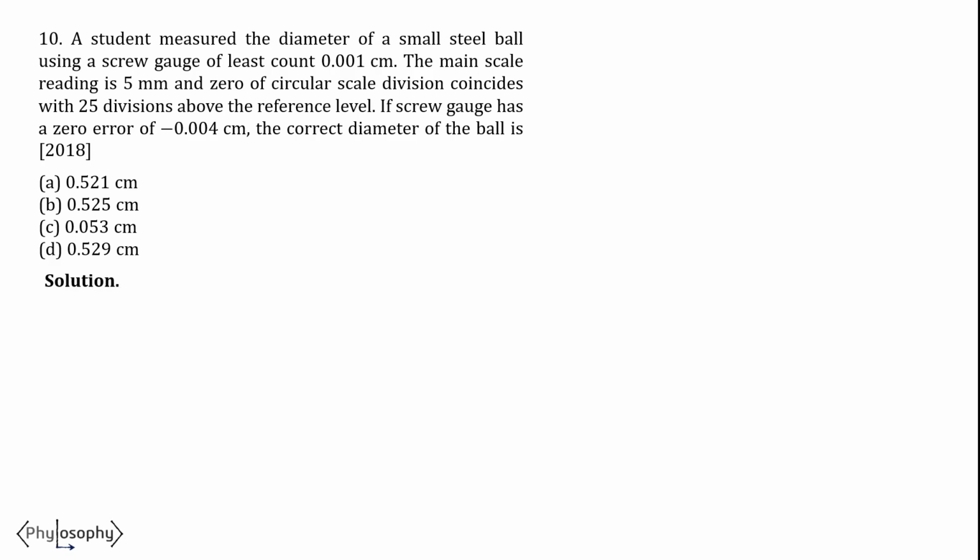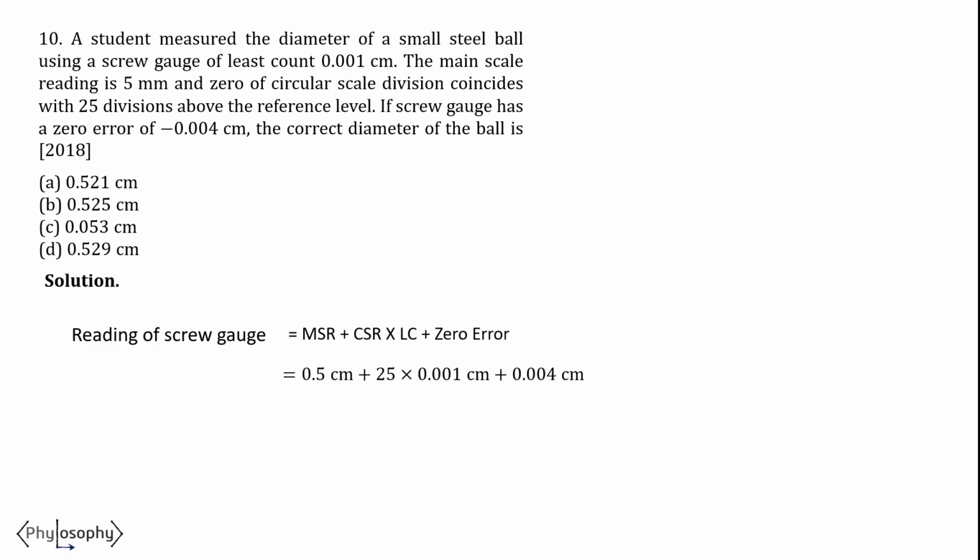We know that the reading of a screw gauge is given by main scale reading plus circular scale reading times least count plus zero error. So if we put all the values, that is main scale reading, circular scale reading, least count and zero error, then we will get the final answer 0.529 centimeter. So the correct answer is option D.